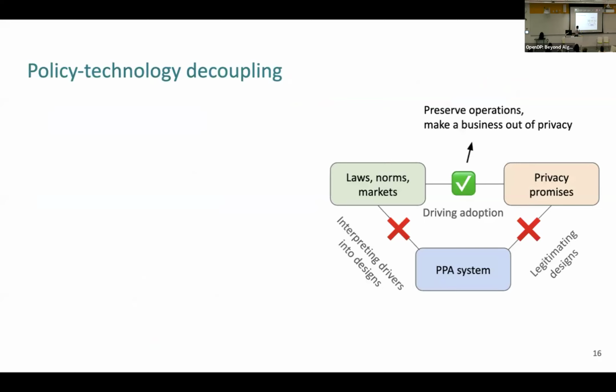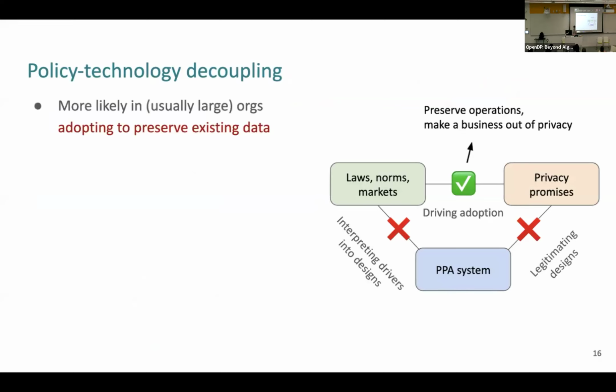And in the paper we try to talk a little bit about what this actually looks like and why it might work. But basically it comes down to the ability to decouple what you're saying externally, how you're justifying these projects, and the legitimacy benefits that you're getting from what you're actually building in practice. And so we think it's more likely to happen in these large organizations that are trying to preserve an existing practice. So maybe it's targeted advertising, for example.